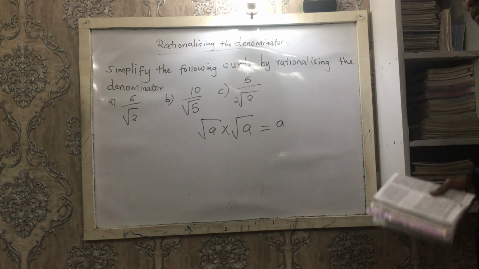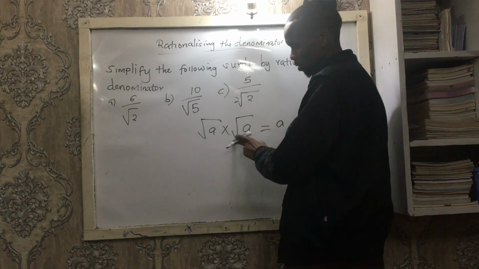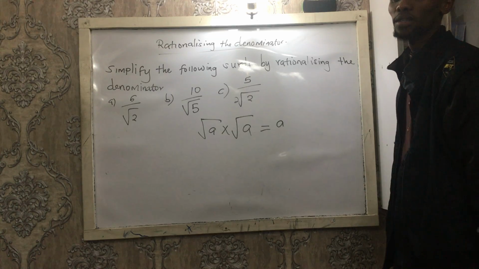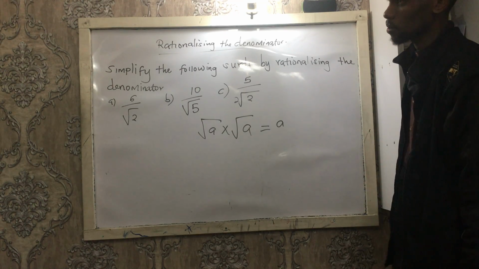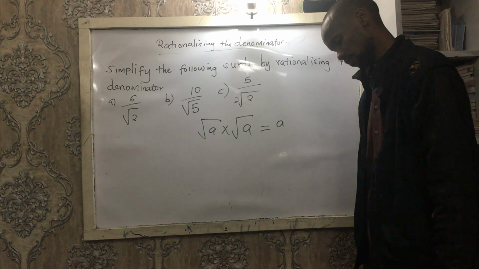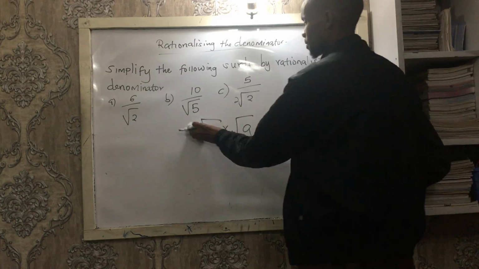So if the root is like root 2 times root 2, we will have 2, because the root will cancel out. That's an important thing we require in rationalizing the denominator. Okay? Now, let's solve.